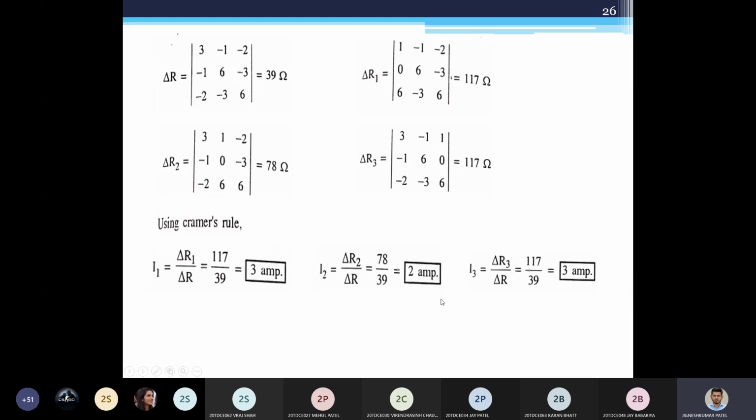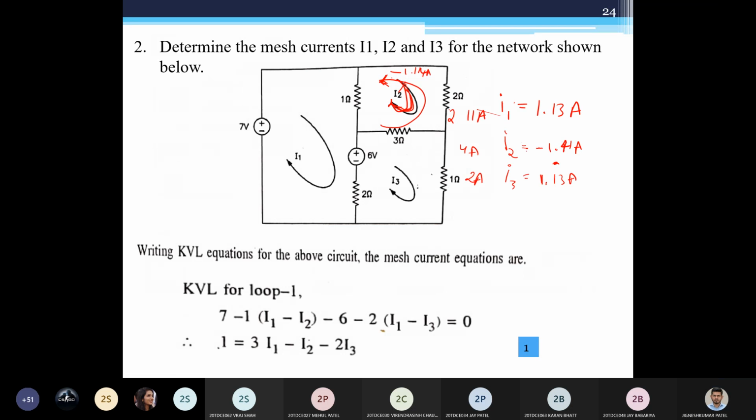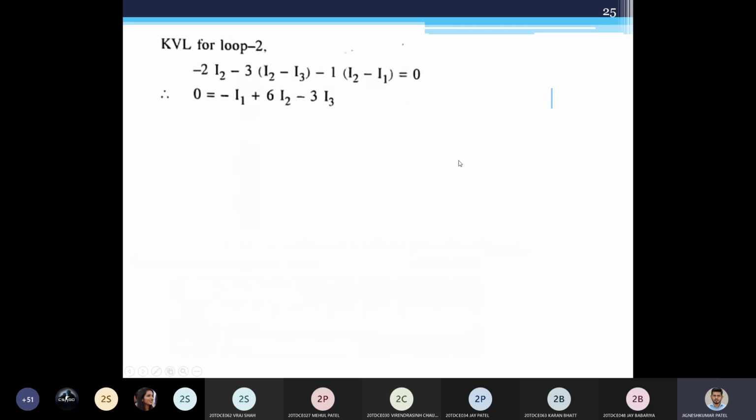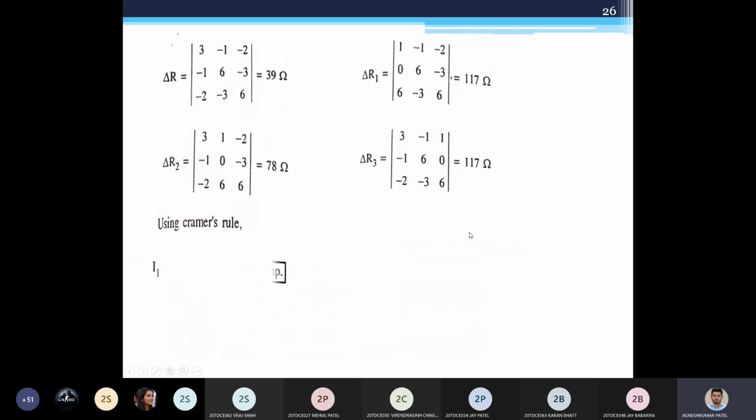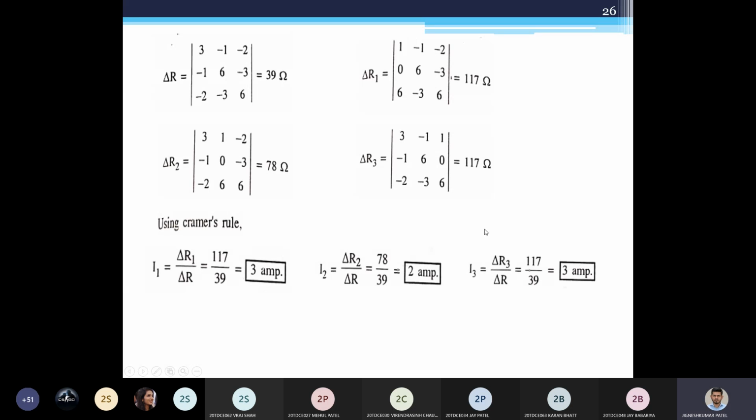Now what you were getting is, okay, someone was getting 1.13, minus 1.14 and 1.13, that is wrong. 2.11, 4 and 2, that is also wrong. The actual correct answer is this. Who was having the sign issue?